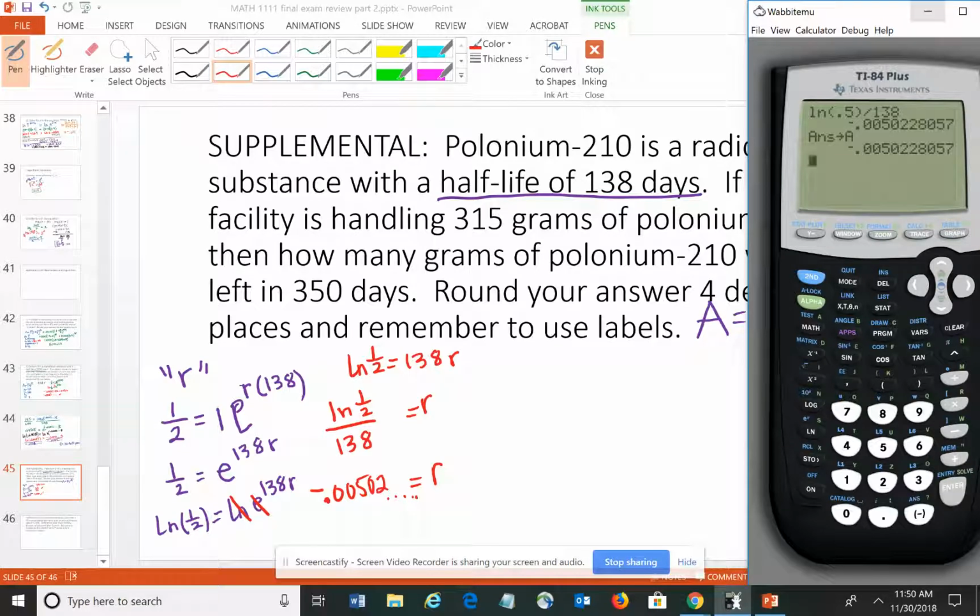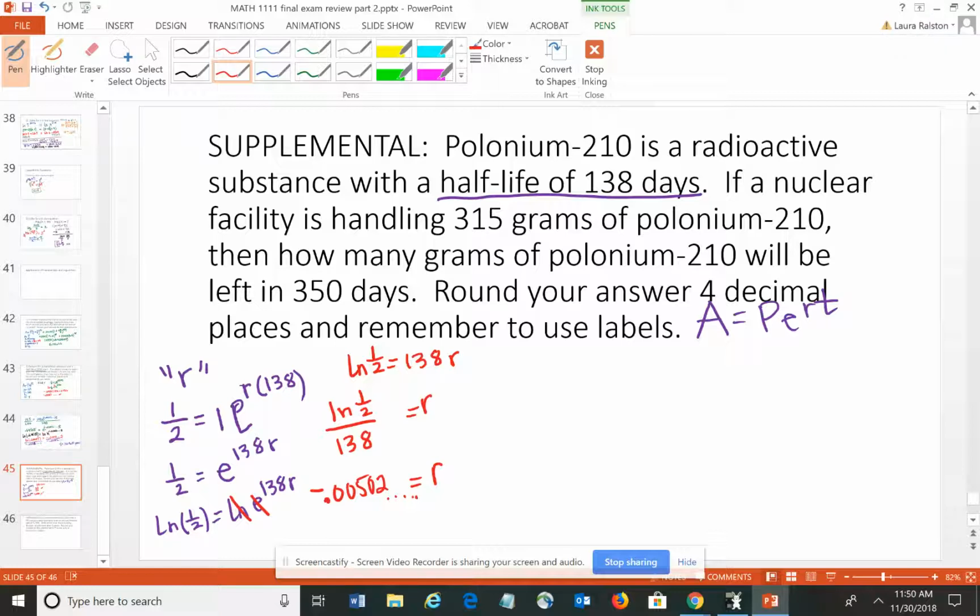Okay, so now that I know the rate of decay, which is R, then I go back and I pick up the numbers from the problem. I'm told that they're handling initially 315 grams. So I have 315 grams. The rate of decay is negative 0.00502. And it's going to be left for 350 days. And we want to know how much is going to be left. So in this scenario, we're actually looking for A. And really at this point, it becomes a calculator problem. You can put it in the calculator just like you see it written there.